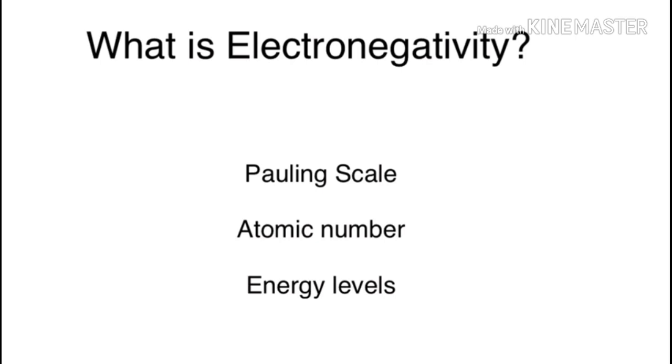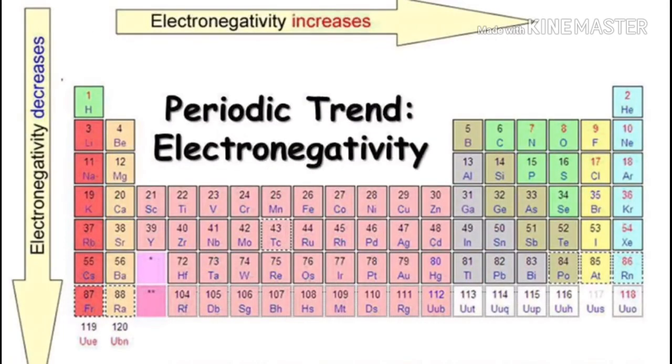The higher the atomic number, the more protons, making it more positive, giving the atom a stronger force of attraction. More energy levels means more distance between the nucleus and the outermost valence electrons. In other words, electron shielding. Electronegativity increases from left to right in periods and decreases from top to bottom in groups.